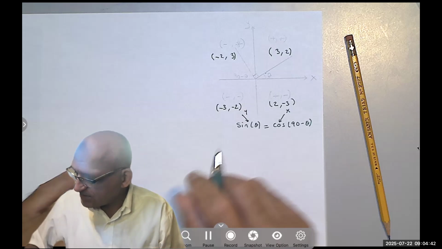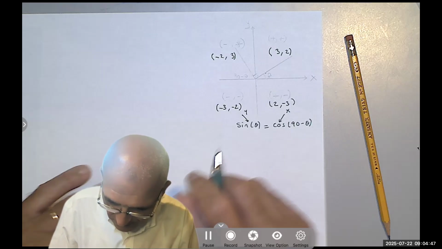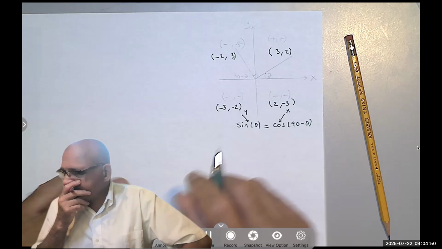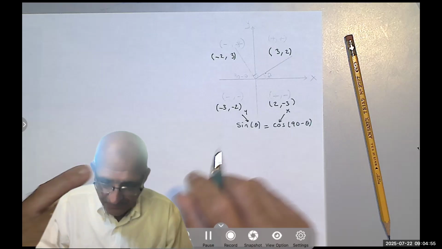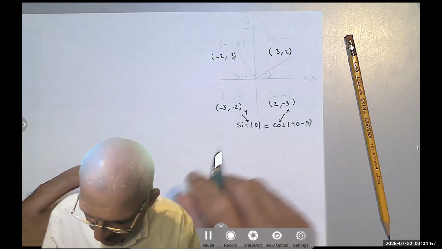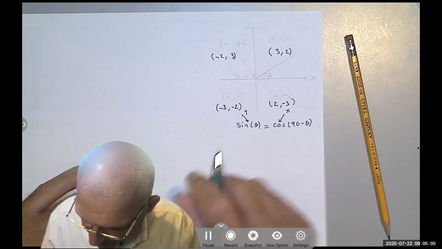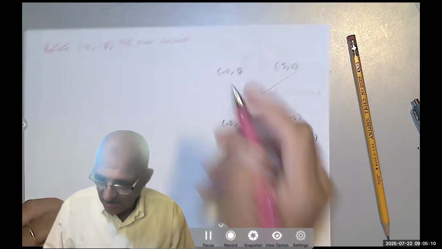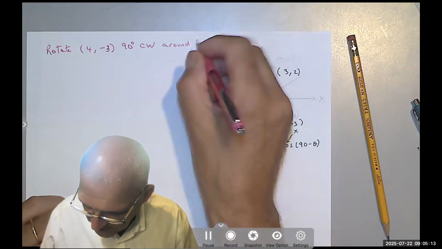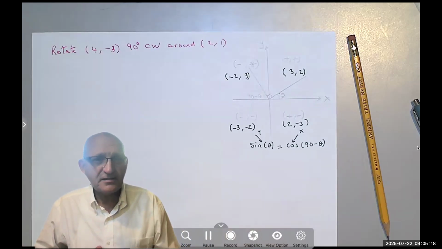But what if you want, say, to rotate, let's say, any point, you can pick any point, 4 and negative 3, for example, 90 degrees, say clockwise, around, and instead of the origin, you pick any other point. Let's say around 2 and 1. How do I do that?